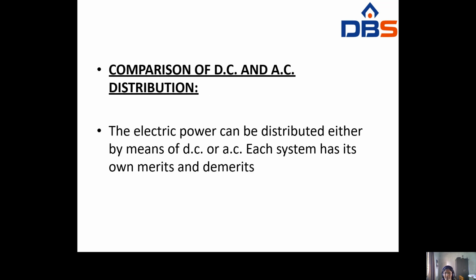Comparison of DC and AC distribution. In this class we are going to see the comparison between the DC and AC distribution systems. Electric power can be distributed either by means of DC or AC, so according to our convenience we distribute the electrical power as either DC or AC. Each system, DC or AC, has its own merits and demerits.